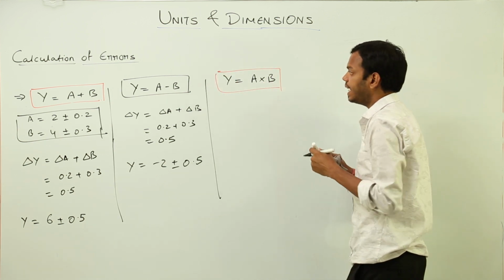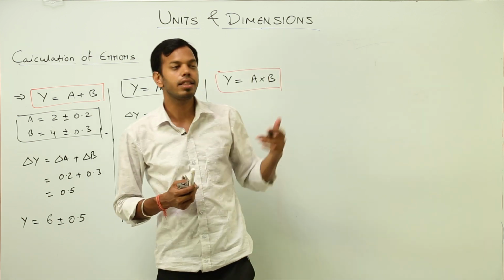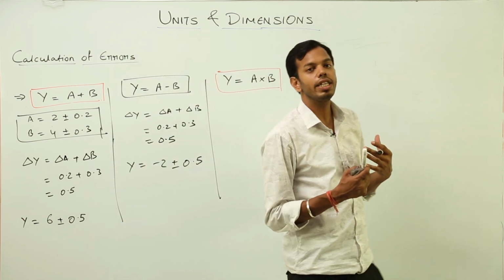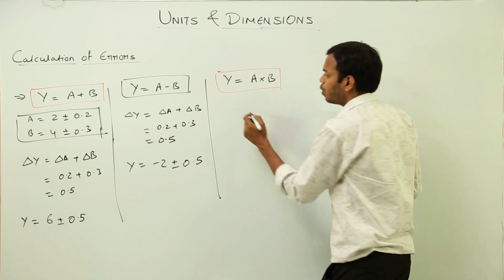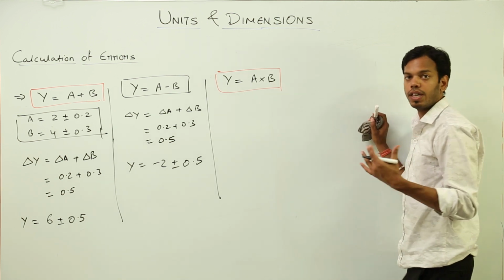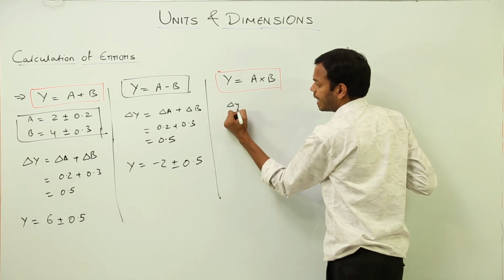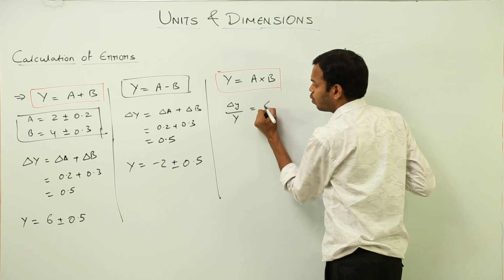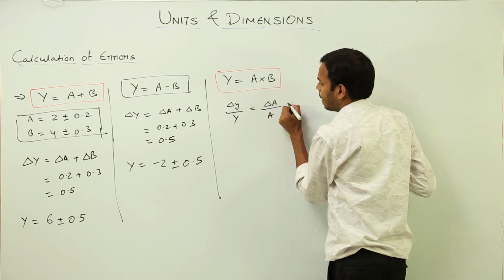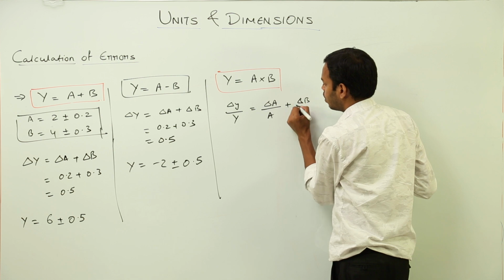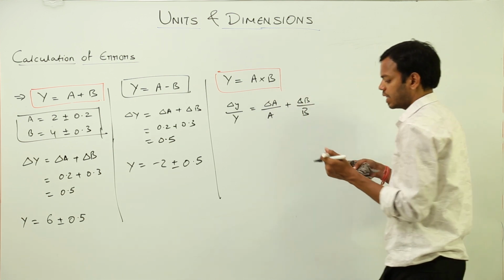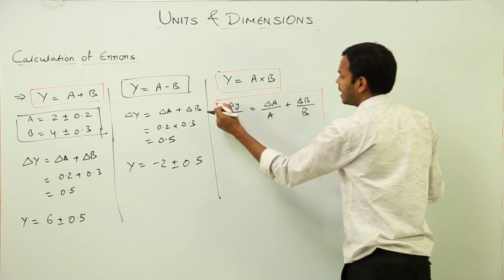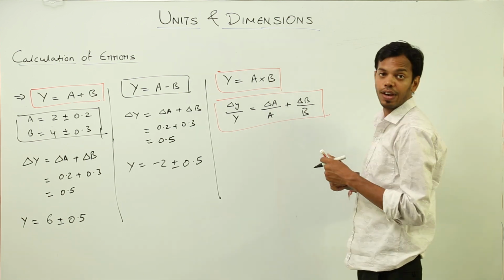Now to find the error in the whole equation, that is, I want to know the error in y, what I will be doing is, the format of the answer would be in this way: delta y over y will be equal to delta a over a plus delta b over b. This expression will be used to find the error in the main value.